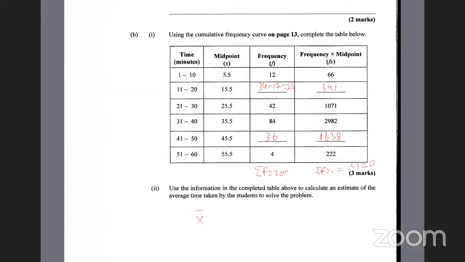So they want us to find the estimated average. So that's the mean, the sum of f of x. For grouped data, this is the formula. So that'll be 6320 all over 200, so you divide by 200. How you will know if this is wrong is if you get a value that's not within these limits here. If you get something outside of 1 and 60, then something is wrong. So the mean appears to be 31.6 minutes.